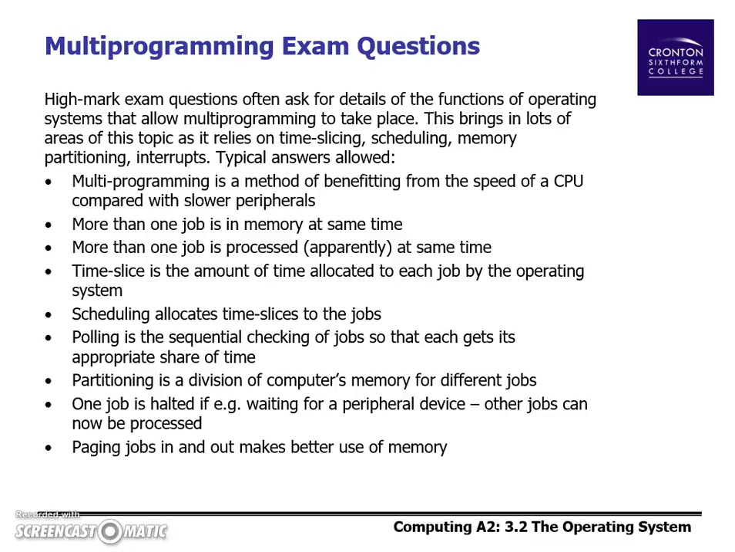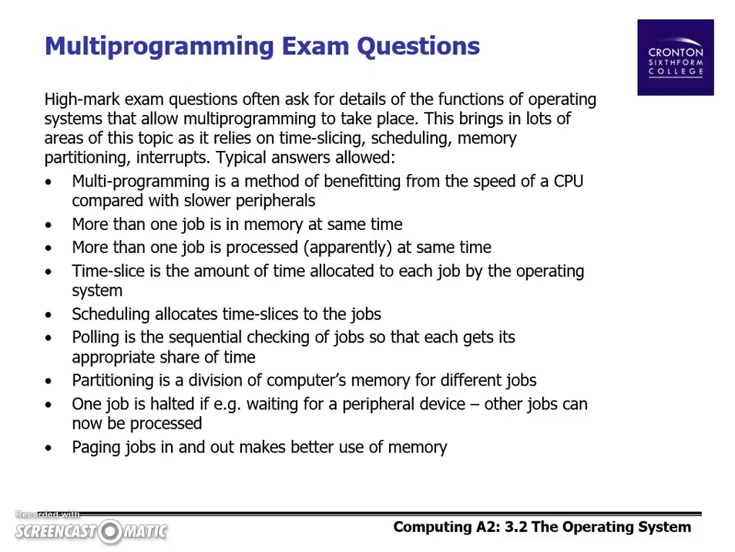More than one job is in memory at the same time. More than one job is apparently processed at the same time. A time slice is the amount of time allocated to each job by the operating system. Scheduling allocates time slices to the jobs. Polling is the sequential checking of jobs so that each gets its appropriate share of time. Partitioning is a division of a computer's memory for different jobs.